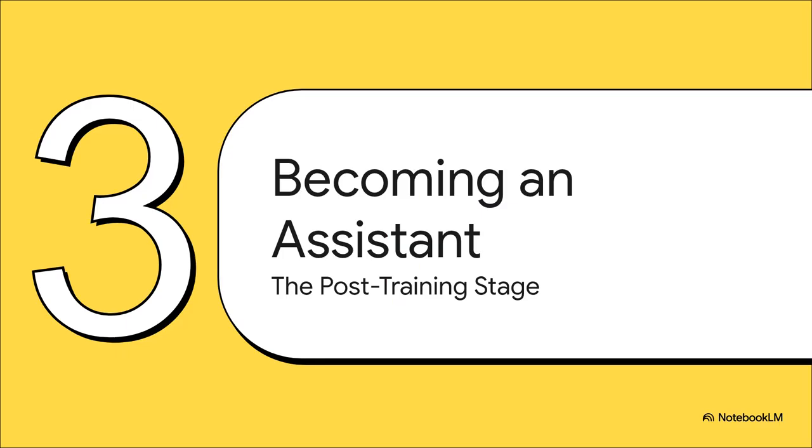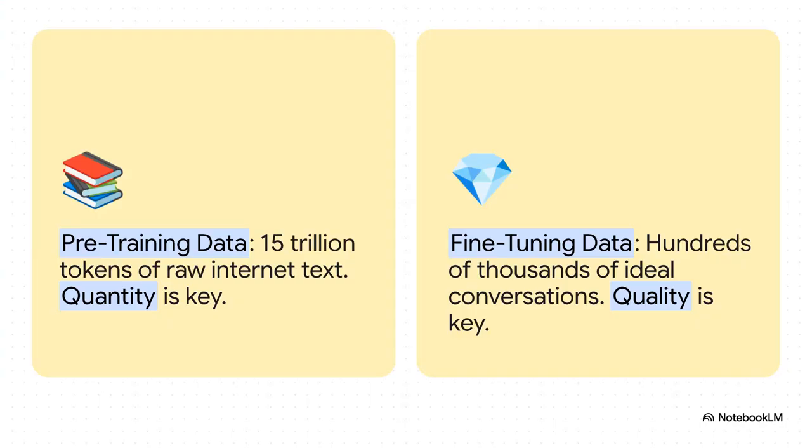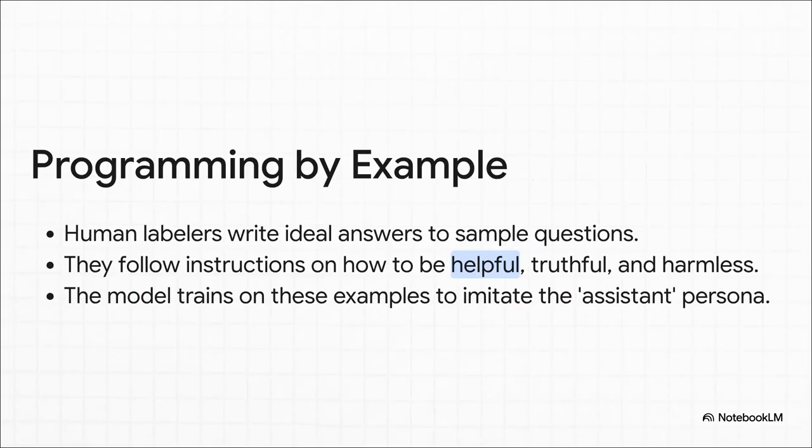So, how do we get from that raw internet simulator to the helpful conversational assistant we actually want to use? Well, that all happens in the next part, the post-training stage. This is where we literally teach it a personality. And this stage involves a really dramatic shift in the data we use. Those 15 trillion internet tokens, we just set them aside. They're replaced with a much, much smaller but absolutely priceless data set, maybe a few 100,000 examples of perfect, ideal conversations. All of a sudden, it's not about quantity anymore. It's all about quality. So where does this high-quality data come from?